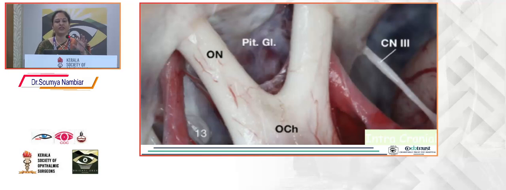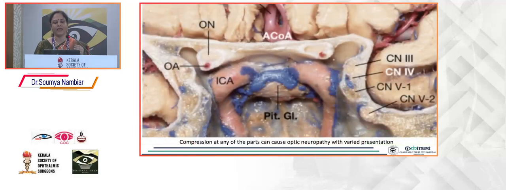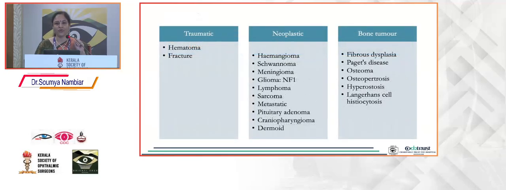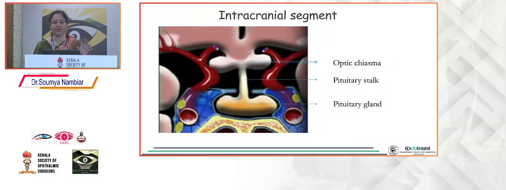This is to emphasize how the optic nerve is joining the optic chiasma. You can see the pituitary gland just beneath, and any tumor there can cause compression on the optic nerve or the optic chiasma. And this is the coronal view of a dissection that is done. When you have a coronal view radiologically, you can see this picture. You can see the optic nerves beneath, an internal carotid artery and a pituitary gland. Any infection, any inflammation, any vascular cause, any trauma, any neoplasm, any bone tumor, all these can cause compression. So let's see each of these one by one.